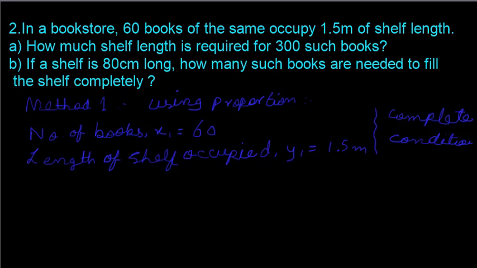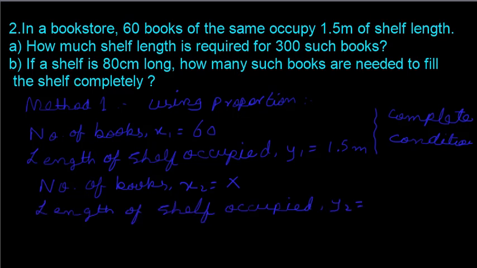Here they ask how many such books are needed to fill the shelf completely if a shelf is 80 centimeter long. So number of books x sub 2 is what I need to find, and length of shelf occupied y sub 2 is 80 centimeter. One thing I need to tell you: here we have a unit of meter, and here we have centimeter. Either centimeter must be converted into meter, or meter into centimeter, so that we have the same unit in both cases.